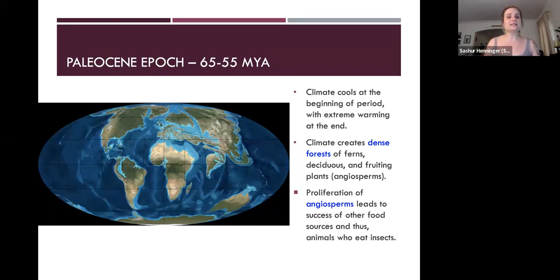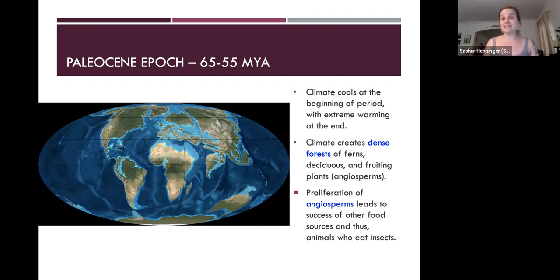So the Paleocene begins about 65 million years ago. You'll notice that the climate has cooled quite a bit just from the loss of our kind of lighter blue shade here on this geological image. The Paleocene begins relatively cool, but it does get much warmer towards the end. We're going to have some shifts in climate here. During this time of the Paleocene, there are going to be three major things that are going to be conducive to the eventual appearance of primates in another epoch.